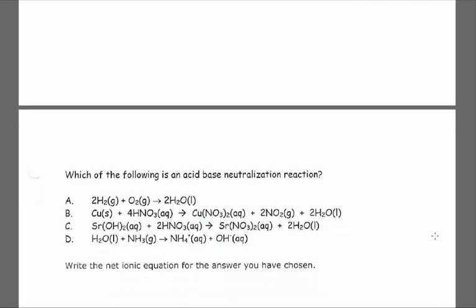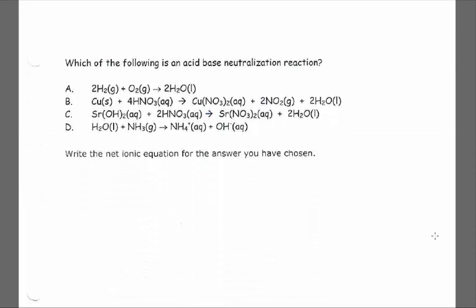Okay, let's do some practice. Look at this example and decide which of the following is an acid-base neutralization reaction. So stop the tape and look through them and decide. All right, let's look at them. Remember that an acid-base neutralization reaction is going to have an acid and a base reacting. Okay, acid plus base. And they have to form water. Okay, so we do have water formed here. We have water formed here. We have water formed here. So we have lots of them that form water, but forming water is not sufficient to be an acid-base neutralization. You have to react an acid and a base.